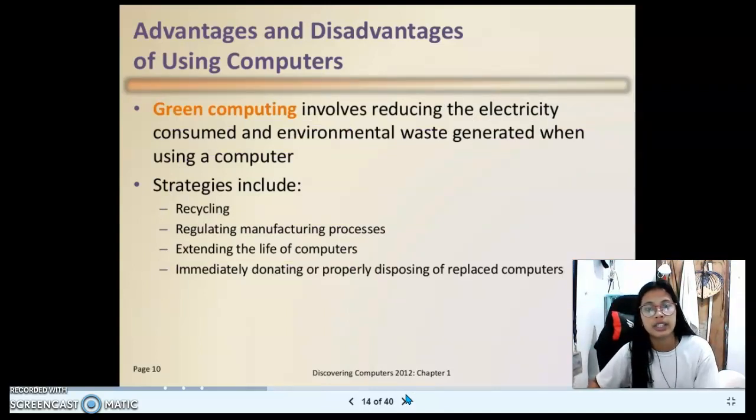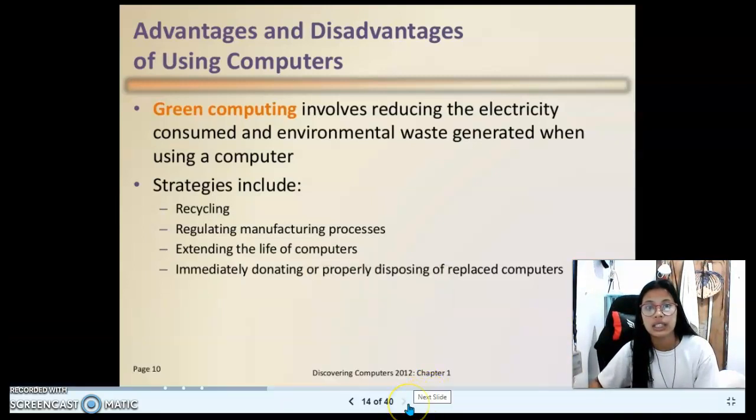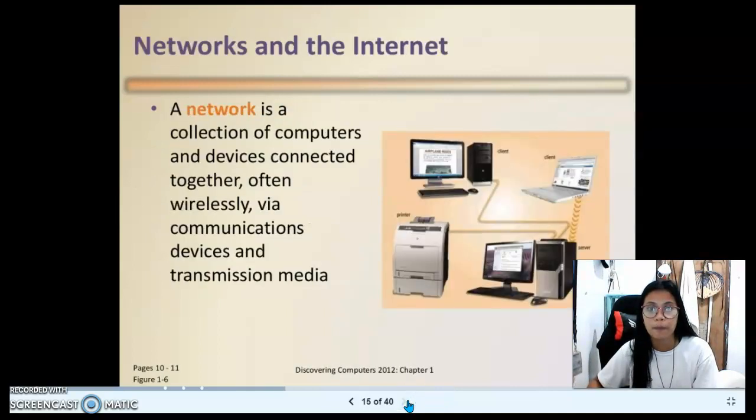So, first is green computing. It involves reducing the electricity consumed and environmental waste generated when using a computer. Strategies include recycling, regulating manufacturing processes, extending the life of computers, immediately donating, or properly disposing of or replacing computers.